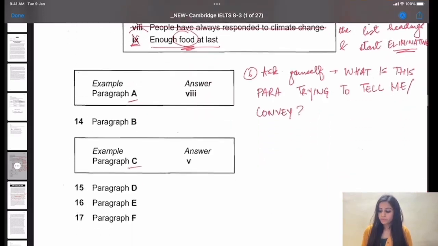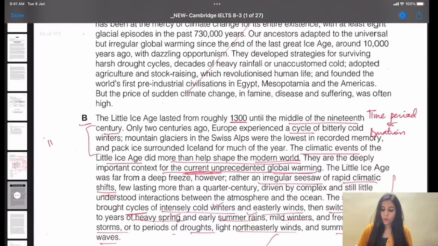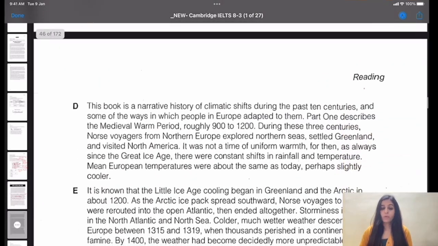Okay, so for now, we'll write the second option as the answer to paragraph B, and then we'll move on to the next one, which is D. So this says, this book is a narrative history. So we are talking about some book which is on the history of climatic shifts during the past 10 centuries and some of the ways in which the people in Europe adapted to them. So there were shifts in climates, there were some climatic changes, and how the Europeans adapted to it is mentioned in this particular book. Part 1 describes the medieval warm period, roughly from this to this.